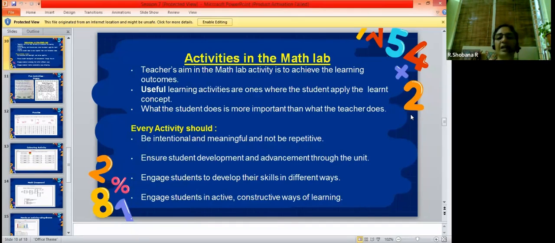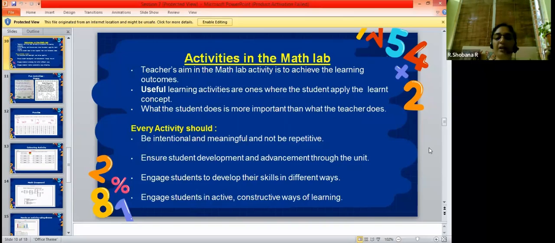Useful learning activities are ones where the student applies the learned concept. So we cannot give an activity in which the student has to apply a concept that she does not know, that we are yet to cover in the class. The activities will only be useful if it is a further extension of the concepts that she has learned in the classroom. What the student does is more important in the math lab than what the teacher does.